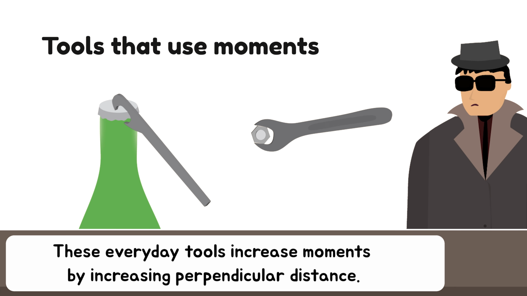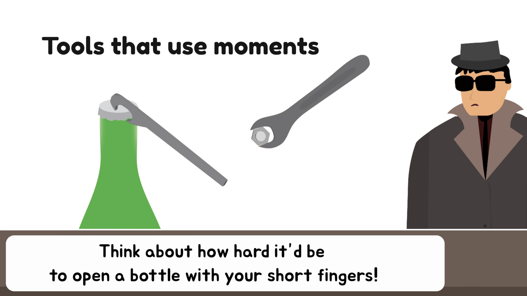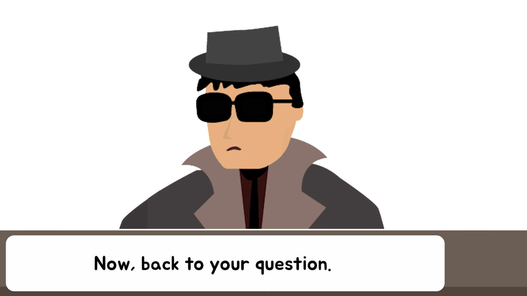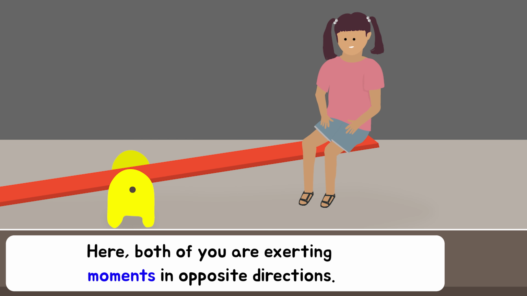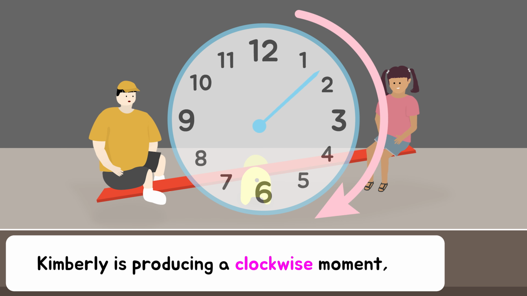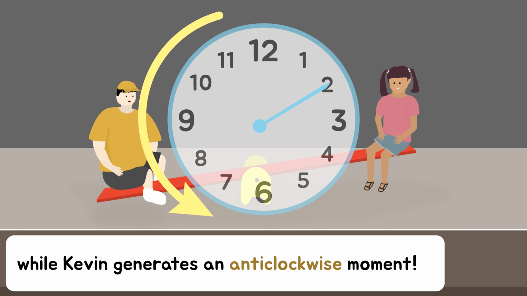These everyday tools increase moments by increasing perpendicular distance. Think about how hard it'd be to open a bottle with your short fingers. Now back to your question. Here, both of you are exerting moments in opposite directions. Kimberly is producing a clockwise moment, while Kevin generates an anti-clockwise moment.